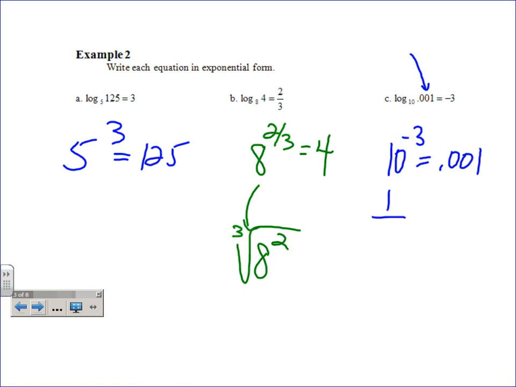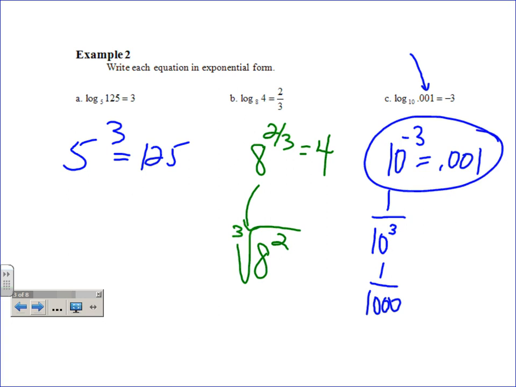Well, this means 1 over 10 to the third, right? In other words, 1 over 1,000. How do you read this number? 1,000th. 1,000th, get it? 1,000, 1,000th? Yeah, that's true. All right.